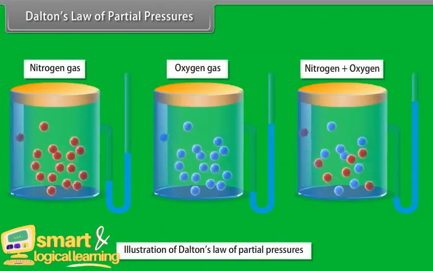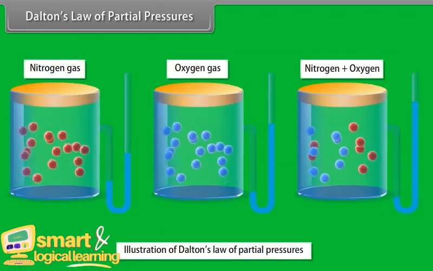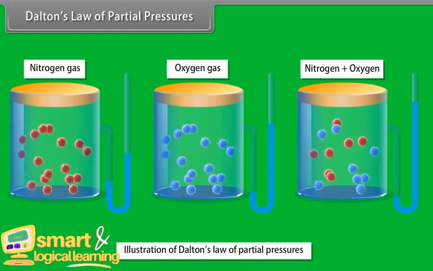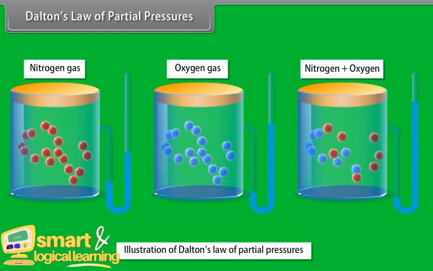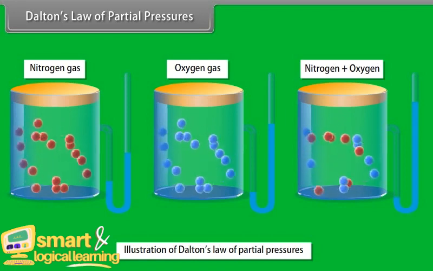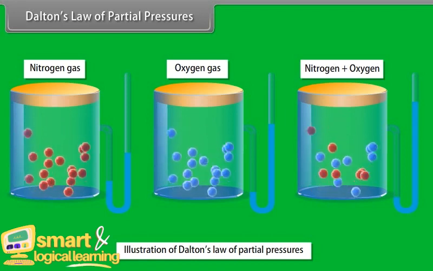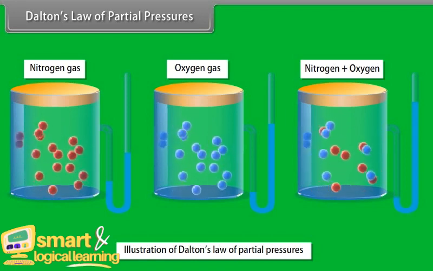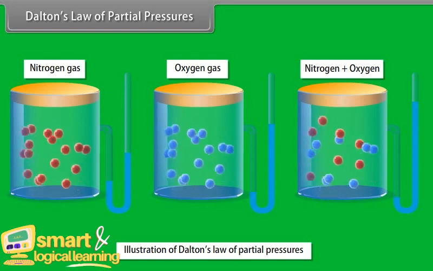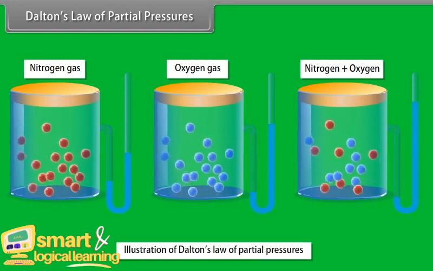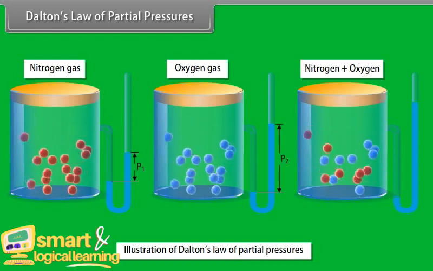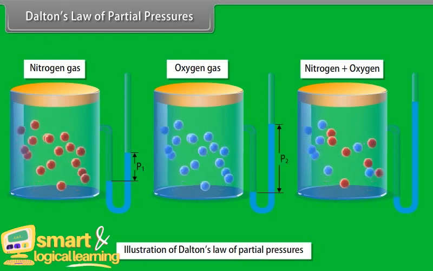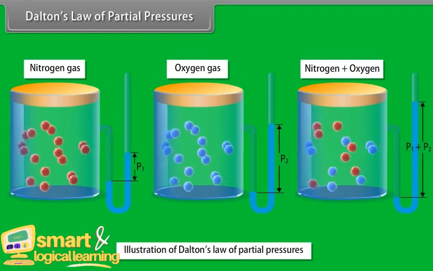Suppose we have 3 containers of capacity 1 liter each, one containing X mole of nitrogen, the other Y mole of oxygen, and the third having a mixture of X moles of nitrogen and Y moles of oxygen. All 3 containers are kept at the same temperature. Now, if the manometer attached to the first container shows a pressure P1 and that attached to the second container shows a pressure P2, then the pressure in the third container is P1 plus P2.